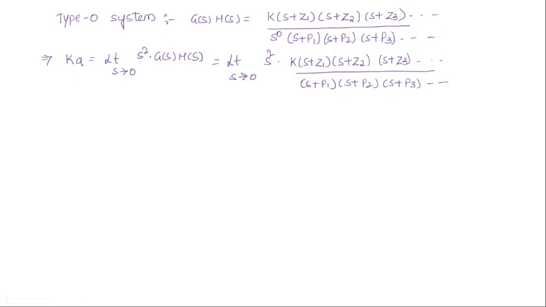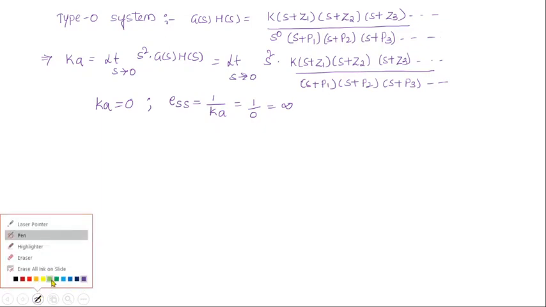Now you substitute s tends to 0 in this equation, then Ka becomes 0 into something, that means Ka becomes 0. What is the steady state error? The steady state error when the input is unit parabola is 1 by Ka, that means 1 by 0, that means it is equal to infinity.